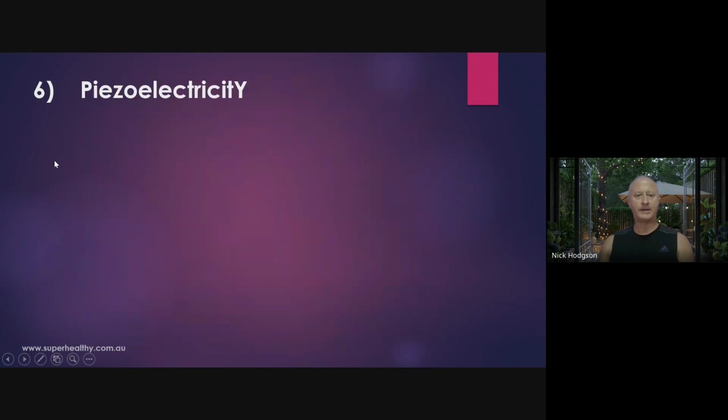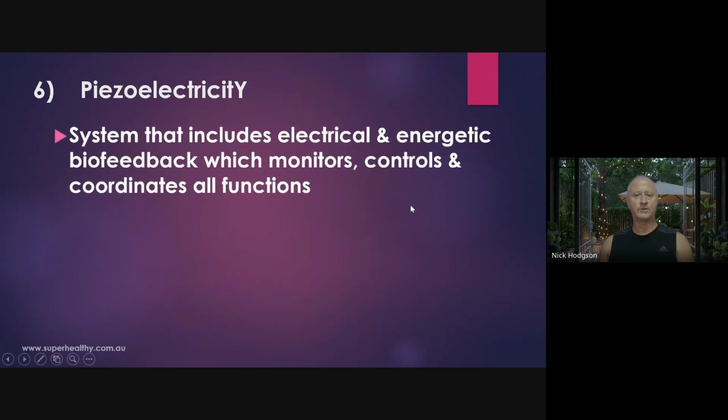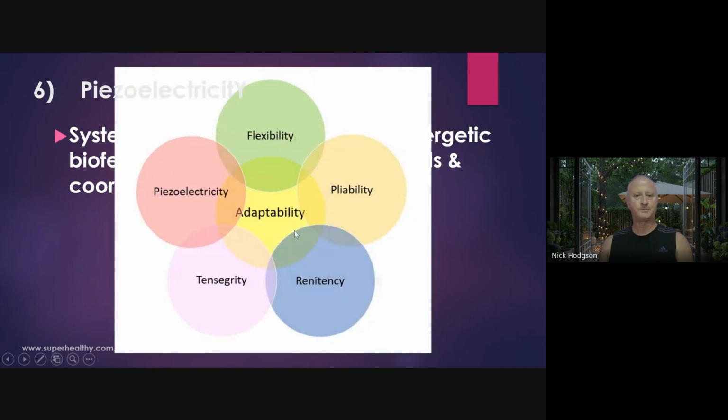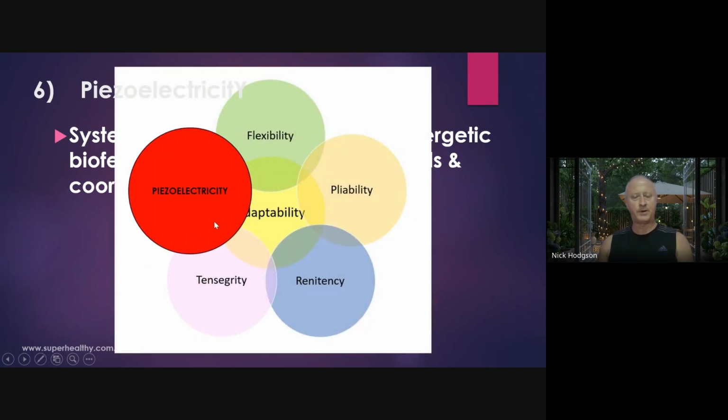Then we have piezoelectricity. So everything has to work based on electrical and energetic principle. So the biofeedback all depends on piezoelectricity, which monitors, controls, and coordinates all functions. So we need piezoelectricity to create all of the communication and all of the energy required to do all of these other things.